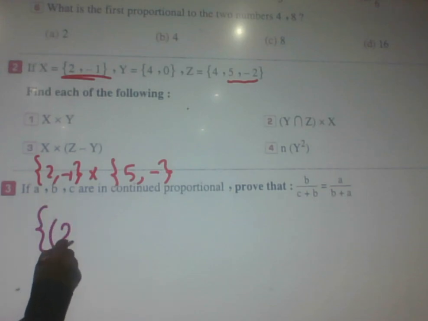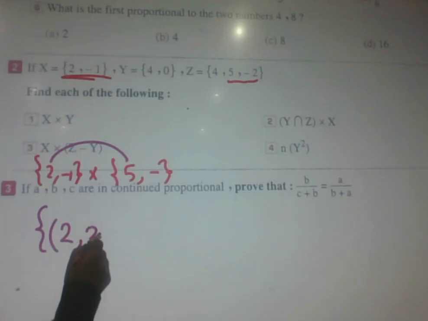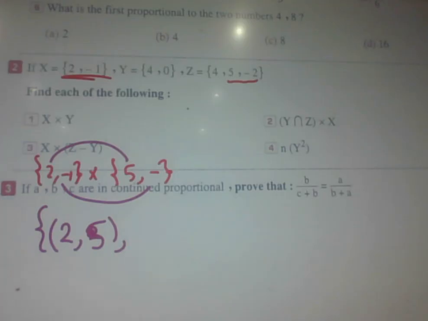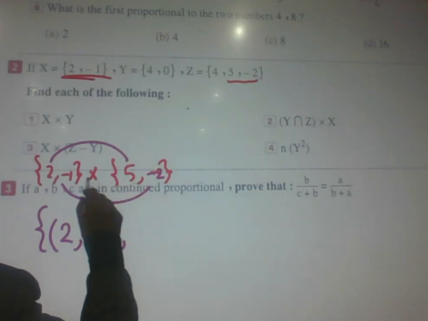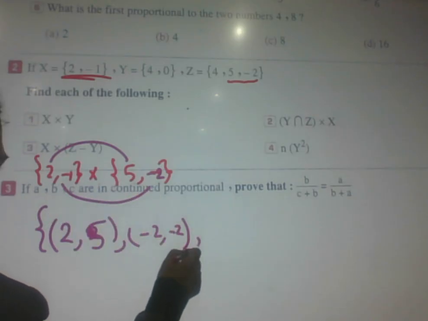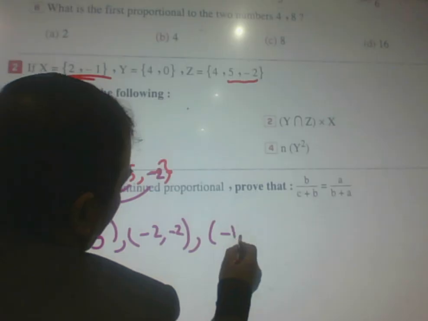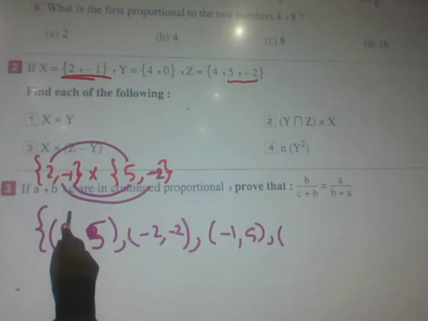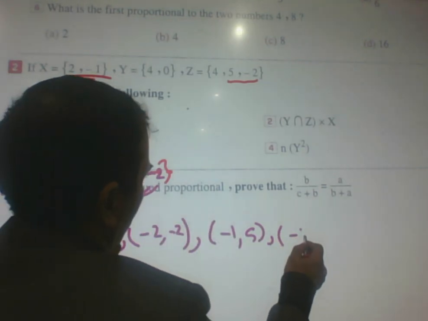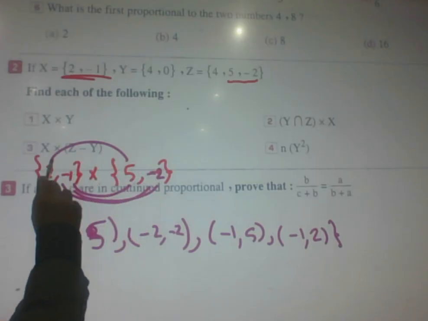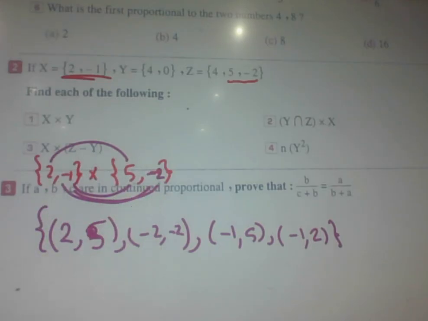The first ordered pair is (2, 5), and the second is (2, -2), then (-1, 5), and then (-1, -2), okay? Understood? Distribute: first 2 with 5, 2 with -2, -1 with 5, -1 with -2.